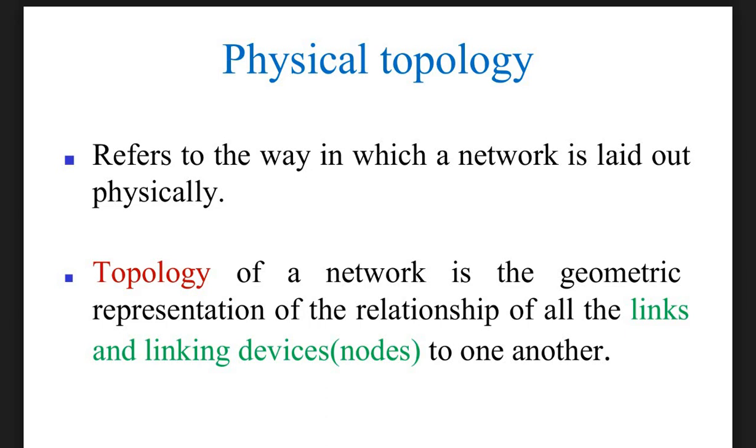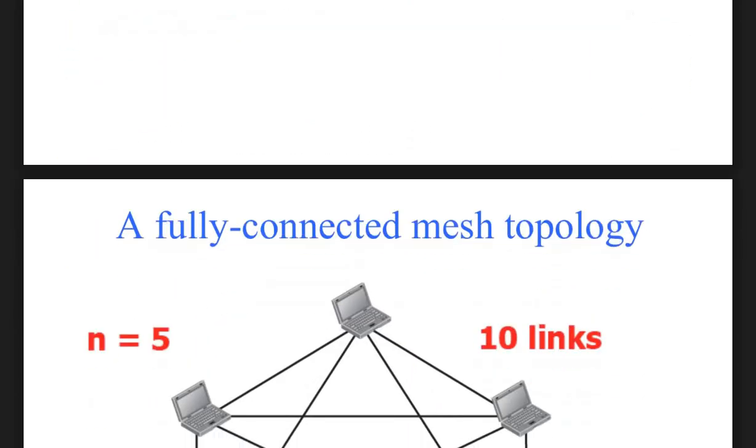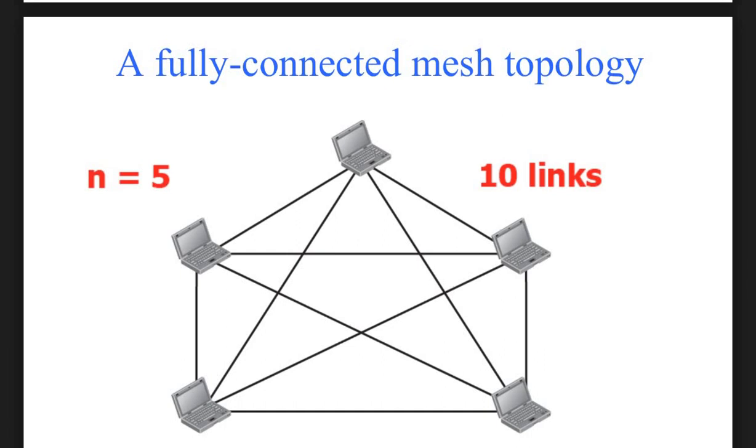Hereafter we will call the devices nodes. Don't get confused. A node is nothing but a computer, workstation, or whatever it is. Any device we call a node here. That is a simple word. The topology is the geometric representation, whether you have laid it out in one particular shape or some other shape. In that, we have four kinds of topology: mesh, star, bus, ring.